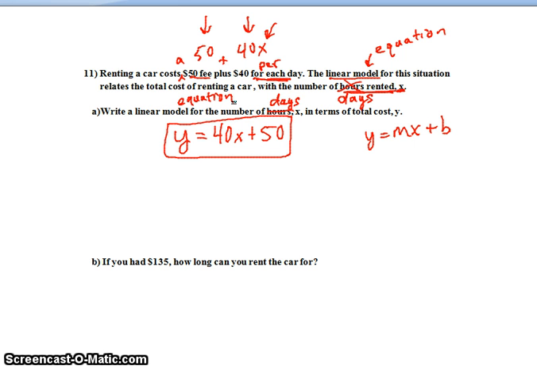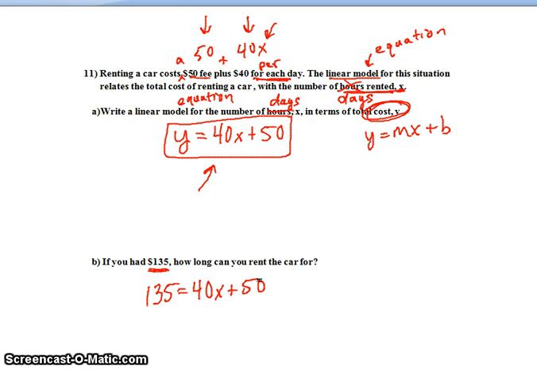If you had $135, how long can you rent the car for? Alright, so 135. How long can we rent the car for? Well, we know this equation. What does that 135 represent? It represents cost, or y. So 135 equals 40x plus 50.